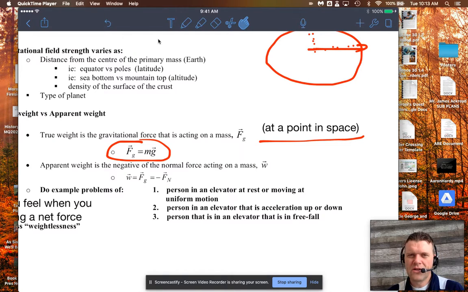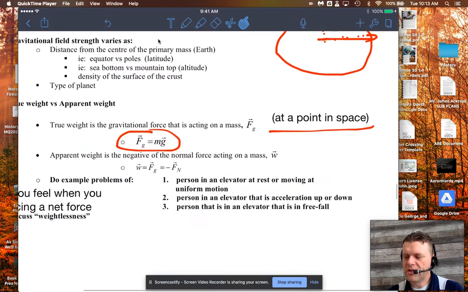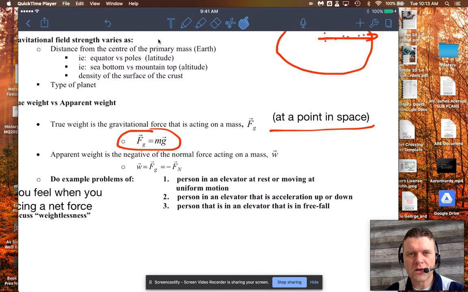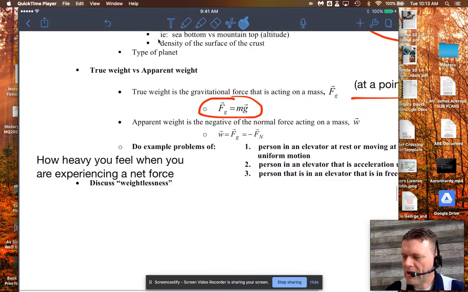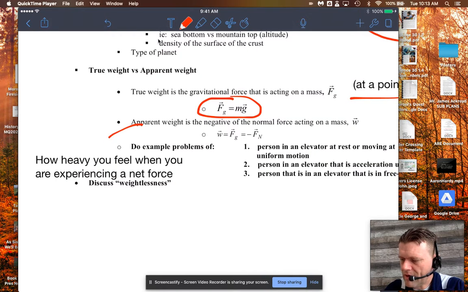And this first definition may not make a lot of sense, but it says it's the negative of the normal force acting on a mass. The normal force acting on a mass, well, we'll look at that in just a second. I like to think of apparent weight as this here, and I already wrote it out for you. It's really a measure of how heavy you feel when you're experiencing a net force.